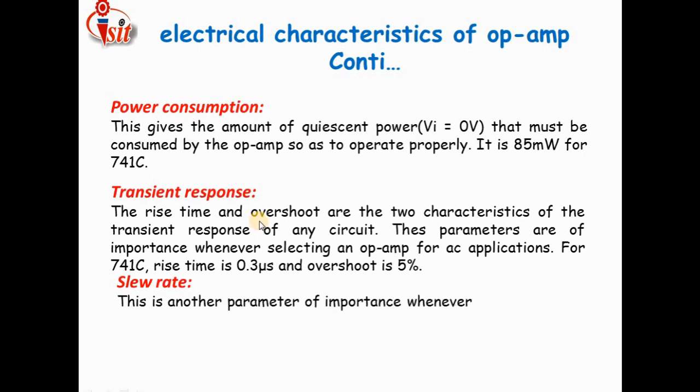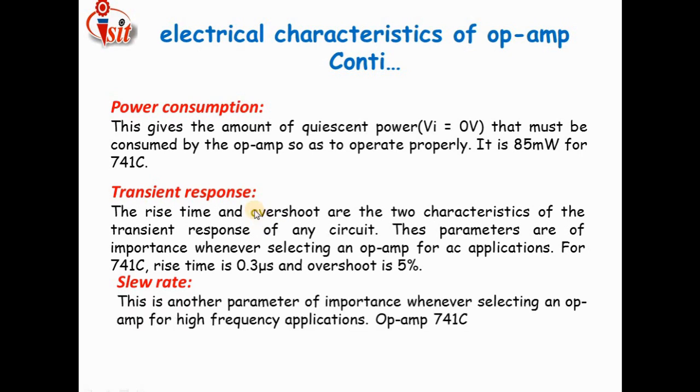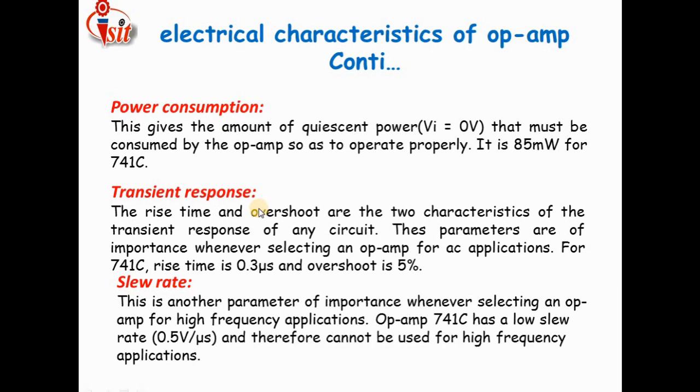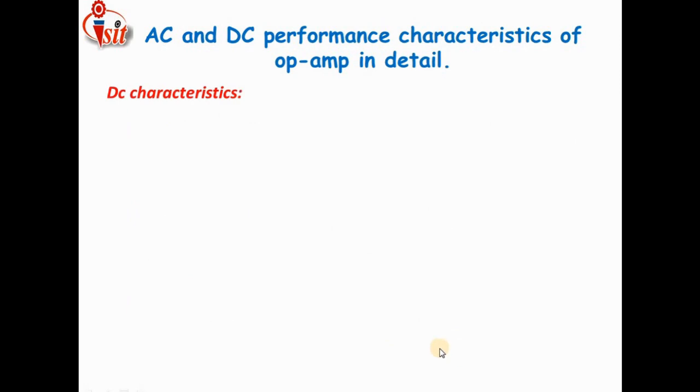Then the next parameter is the slew rate. This is another parameter of importance whenever selecting an op-amp for a higher frequency application. Op-amp 741C has a low slew rate, that is 0.5 volt per microsecond, and therefore cannot be used for a high frequency application. We have seen all of the parameters related to AC, but now we are going to see the AC and DC performance characteristics of an op-amp in detail.